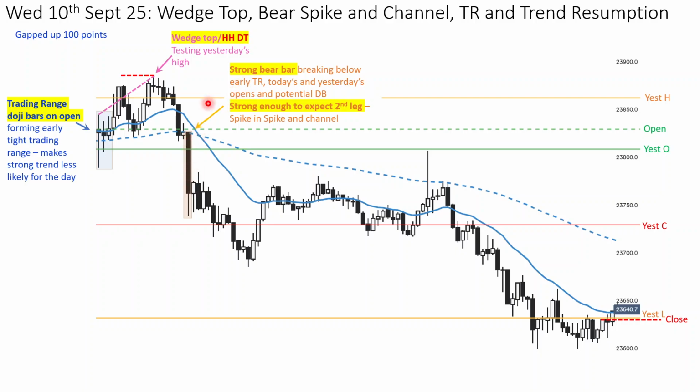for the day, breaking below the key levels of the open of the day, the 60-minute EMA, yesterday's open, and the opening trading range. It's strong enough to expect a second leg down, so it became a spike in the spike and channel bear trend.